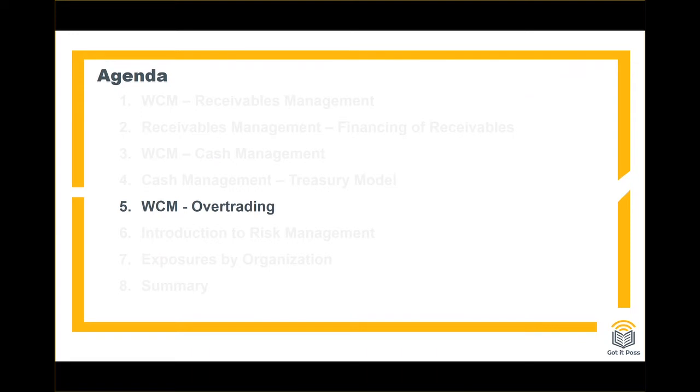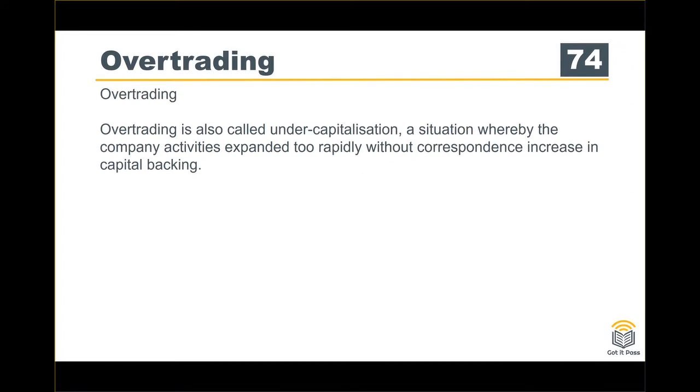So the last topic of working capital management is overtrading. What is overtrading? The other term is under-capitalization. I would like to highlight this because I remember a past paper asking students to define it. Another term for overtrading is under-capitalization. It is a situation whereby a company's activities expand too rapidly without corresponding increases in capital backing. So what does that mean?